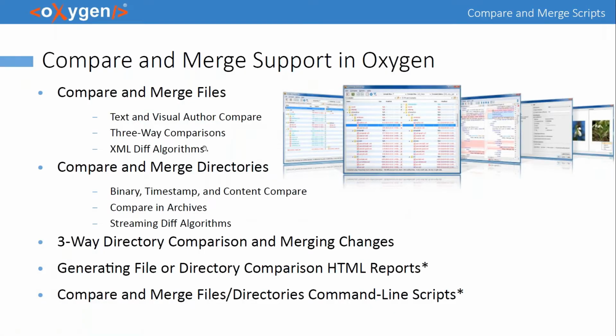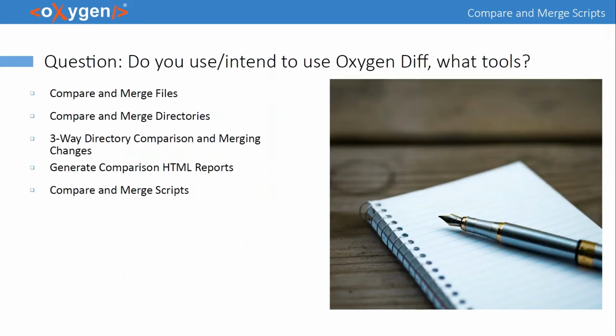So these are the tools that we already have in Oxygen. There's also a tool on the web author that allows you to compare the files and merge them on the web author. I'll not go into details there, because there was another webinar that is available on our website if you want to know more about this.